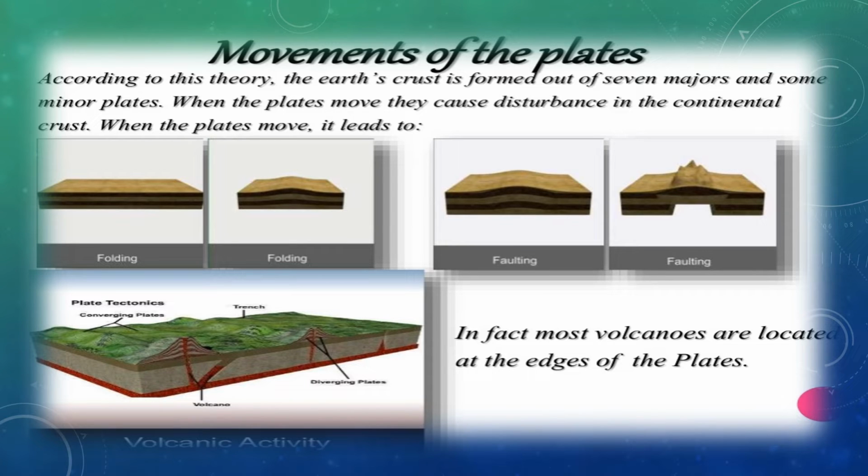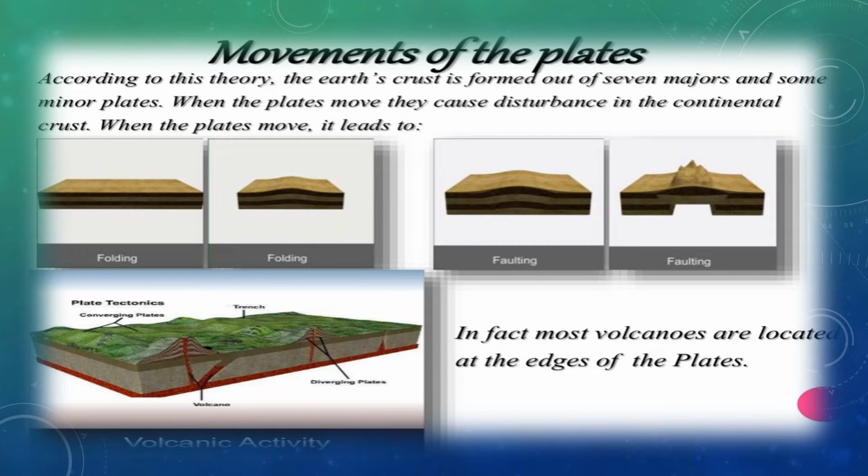Now, if you realize, the entire world is made out of plates, and this theory of joining the plates is called the theory of plate tectonics. And the entire Earth's crust is formed out of 7 major and some minor plates. When they move, they cause disturbance in the continental crust.